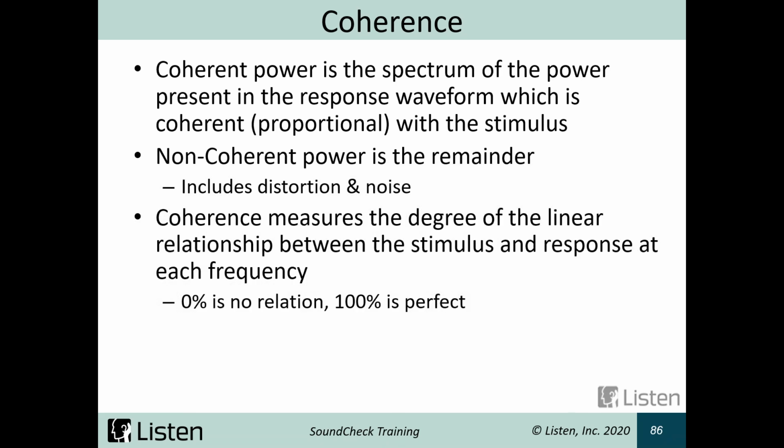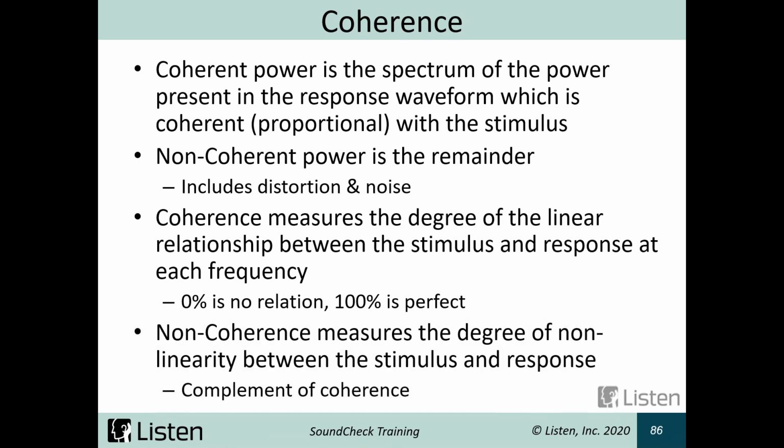Coherence measures the degree of the linear relationship between the stimulus and response at each frequency. 0% is no relation, 100% is perfect. When coherence is the degree of linearity, non-coherence is the measure of non-linearity. It's a complement of coherence. If my coherence is 70%, my non-coherence would be 30%.